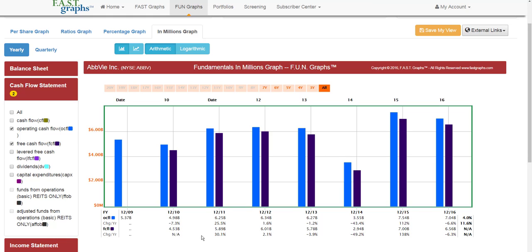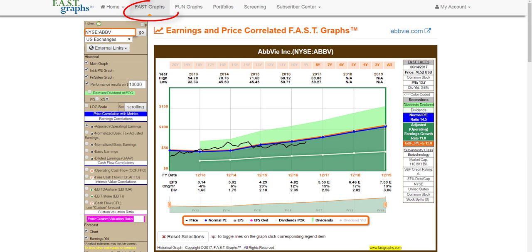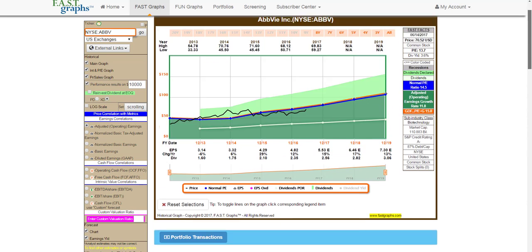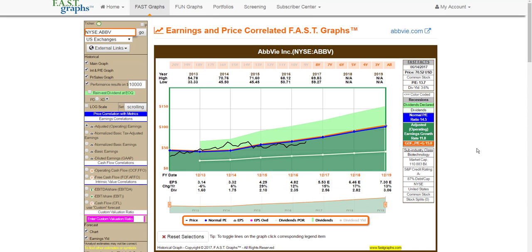So I believe the company's debt is well manageable, and I believe their dividend is well secure going forward. Going back to FastGraphs now, I think you can see clearly that AbbVie has generated excellent operating performance, very consistent earnings growth, an excellent dividend record. Their dividend has grown by over 13% per annum since they were operating as an independent company.